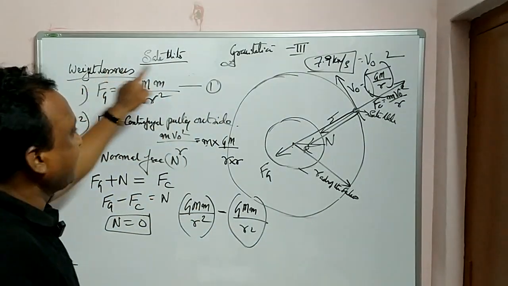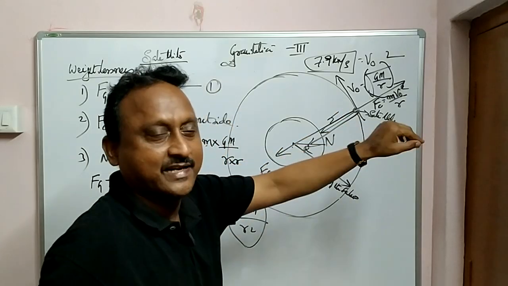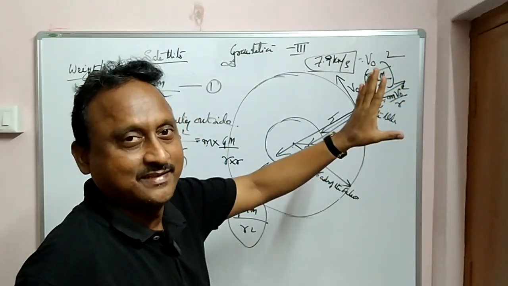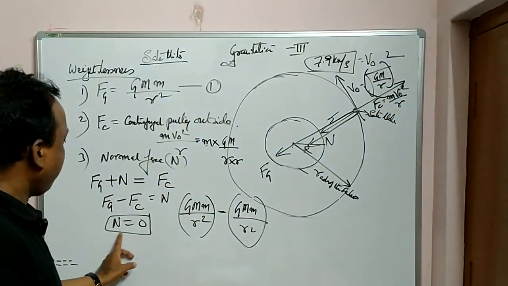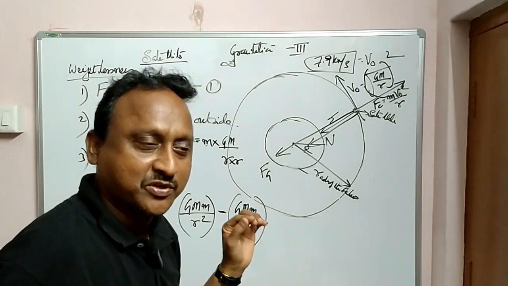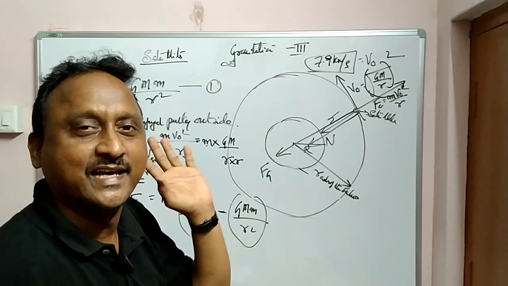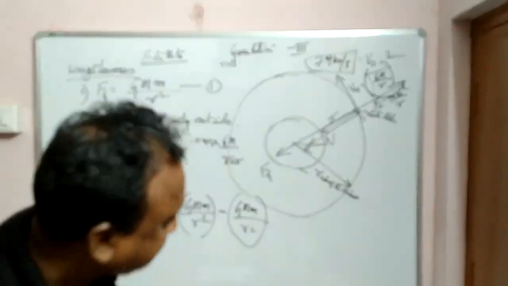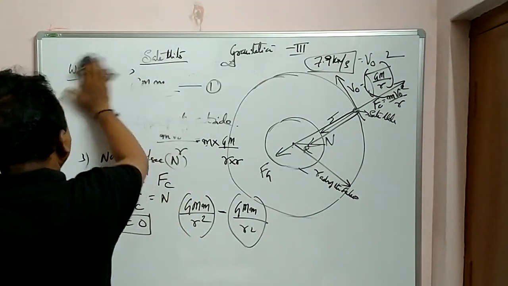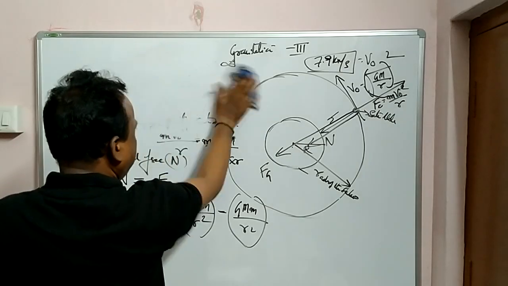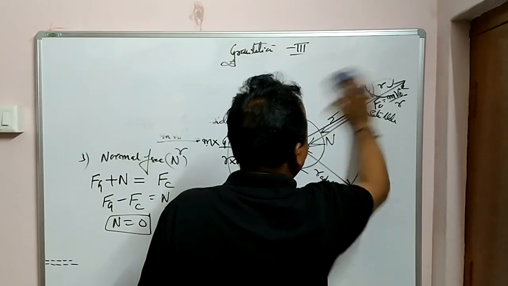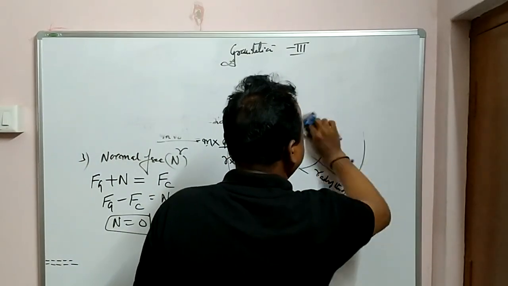సో దట్ ఈస్ వై ద astronauts feel in satellites weightlessness. This is a proof. Because normal force acting on you is equal to 0 కాబట్టి, the astronauts feel weightlessness. Clear? Right. So this is about satellites, orbital velocity, weightlessness.